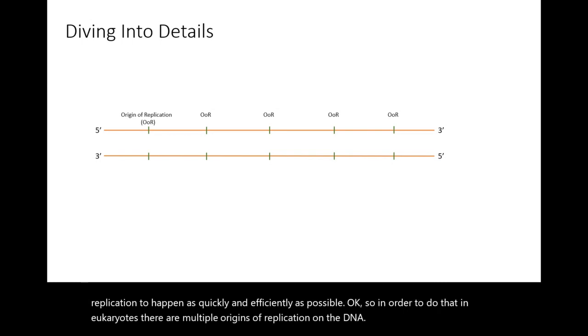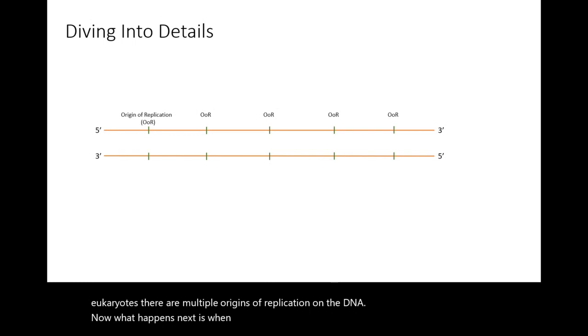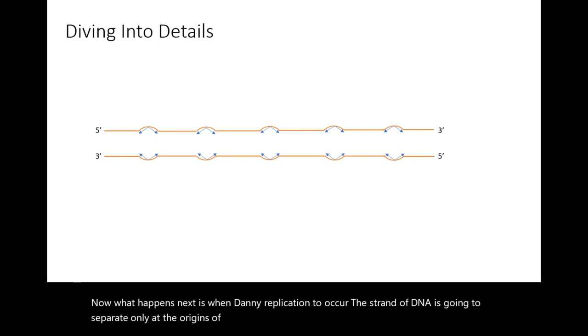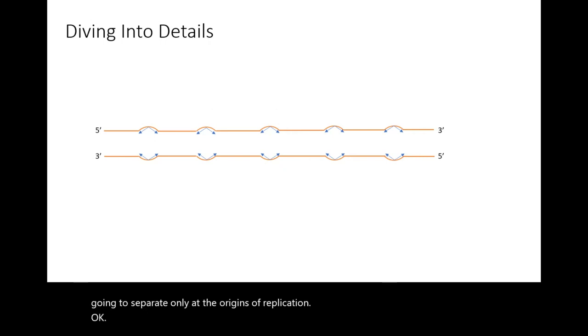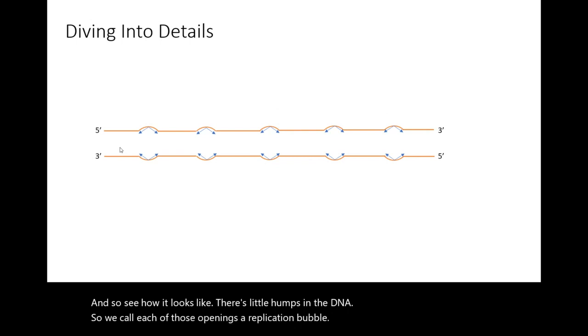Now, what happens next is when it's time for DNA replication to occur, the strand of DNA is going to separate only at the origins of replication, okay? And so see how it looks like there's little humps in the DNA, okay? So we call each of those openings a replication bubble, okay?